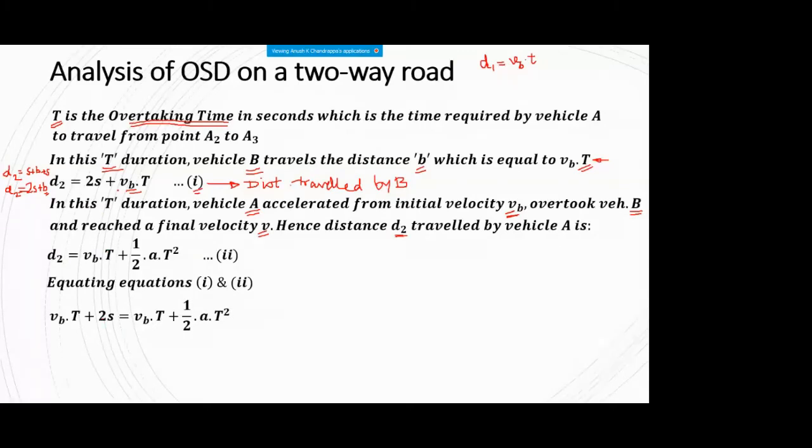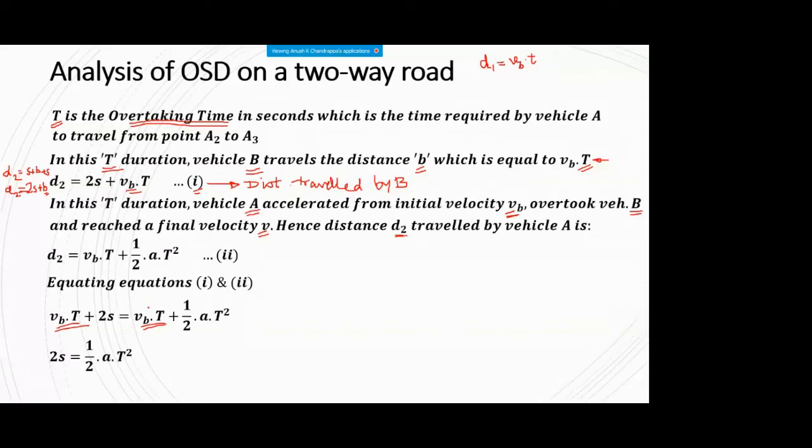And if I equate it, I have just written the first equation as VB into T plus 2S is equal to VB into T plus 1 half AT. So now if you see, this VB term is appearing at both the sides. So we can simply write it as 2S is equal to 1 half AT square.